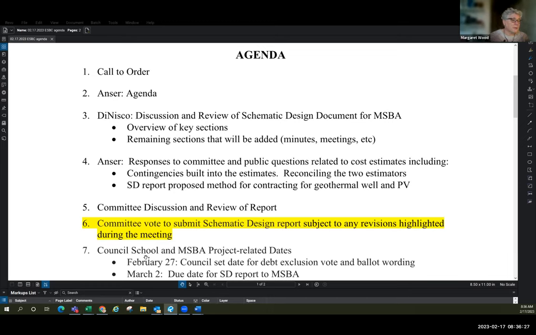Just as a reminder, the due date for the submission is March 2nd. At the moment, everything's done and we're on track to submit it, potentially even early. If a vote is not taken today, we would need to schedule a meeting, I would imagine next Friday, which is during the school vacation week, because by the following Friday, we're past the deadline. So that is the agenda in a nutshell.